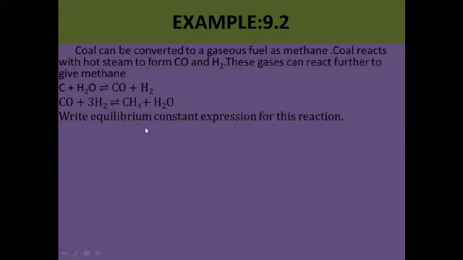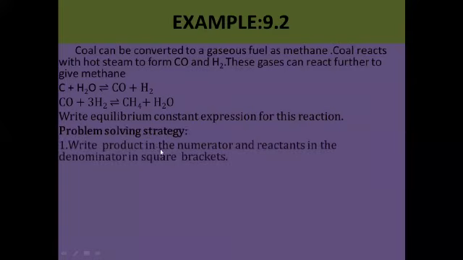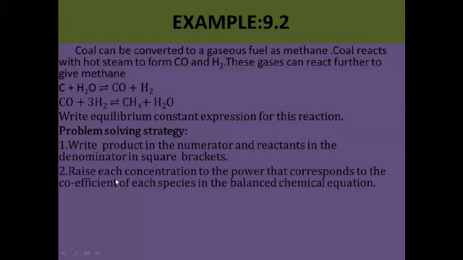So Kc is equal to, as I told you, the products written in the numerator and the reactants in the denominator, in square brackets, with each concentration raised to the power that corresponds to the coefficient of each species in the balanced chemical equation. The powers are actually their coefficients, or their number of moles, in the balanced chemical equation.